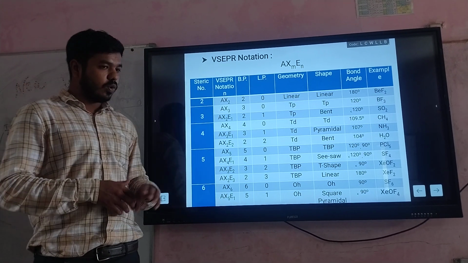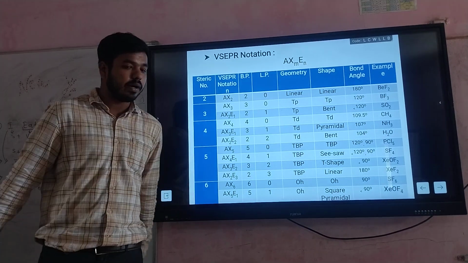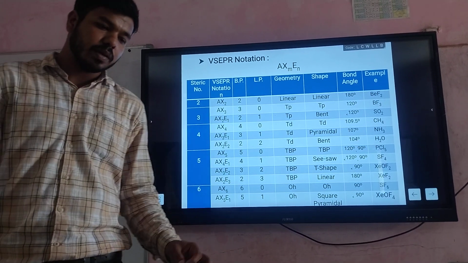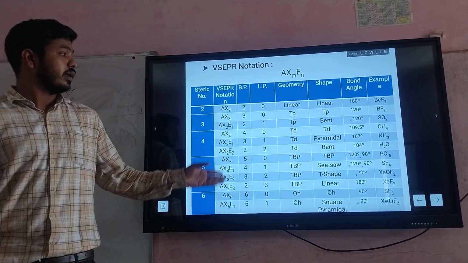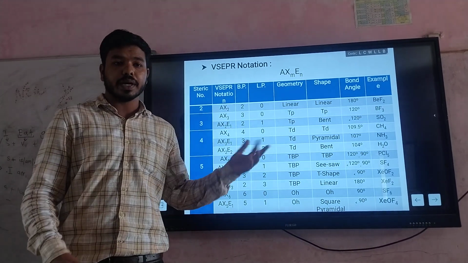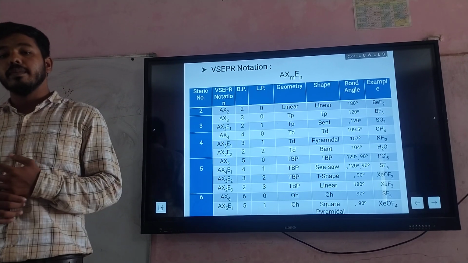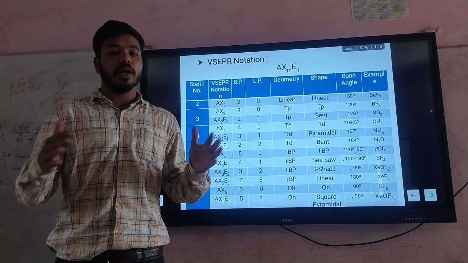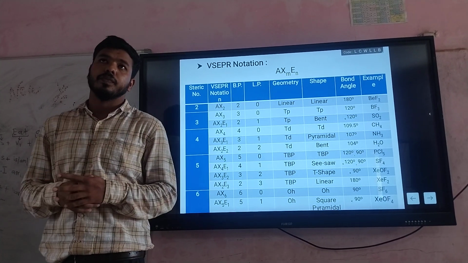In an AX3 molecule, all the electron pairs are bonded pairs and there is no lone pair of electrons. Due to the presence of 3 bonded pairs on the central atom, the molecule shows trigonal planar geometry, and the shape is also trigonal planar, because there is no lone pair of electrons on the central atom. The bond angle between the bonded pairs is 120 degrees, and the example is BF3.